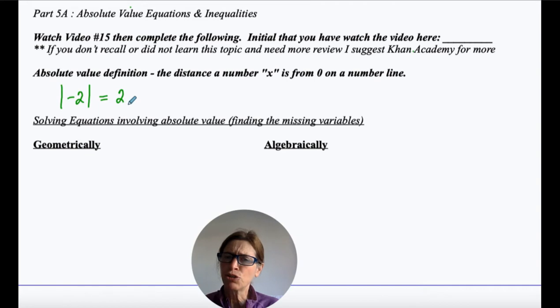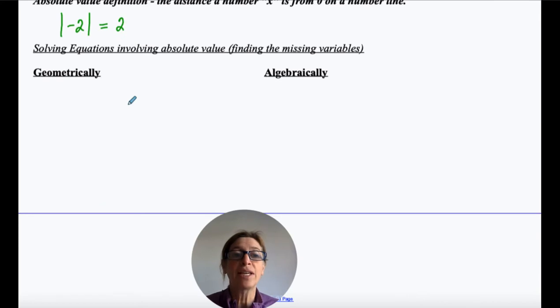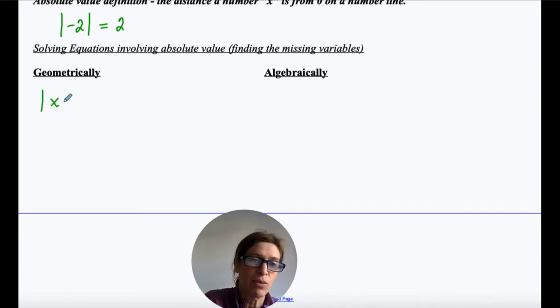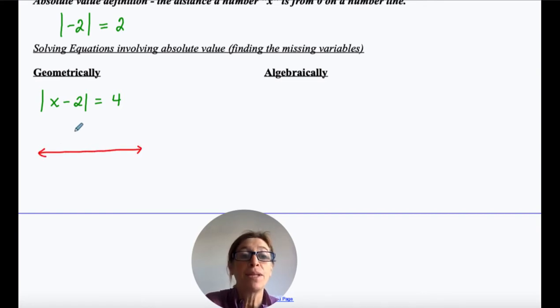Now, it becomes a little trickier when we have equations that involve an x. All right, so let's look at solving absolute value equations involving a variable. If I gave you the absolute value of x minus 2 equals 4, geometrically, a picture of what's happening here is basically saying that the distance from the number 2, not -2, and we'll talk about that later, the distance from 2 to some x is 4 units.